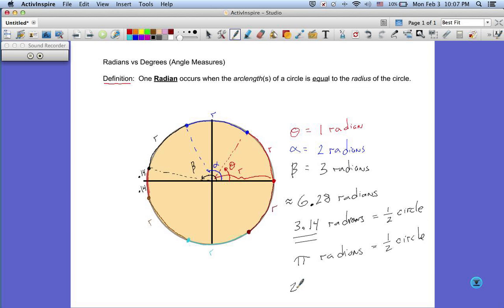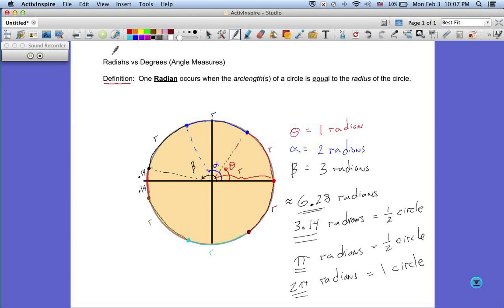So if I rotate pi radians, that means I've completed half a circle. If I rotate 2 pi radians, I've completed an entire circle, or a period, or a cycle, or one full revolution. Okay, so 3.14 is pi, 6.28 is 2 pi, all the same guys there. So this is the definition of a radian.